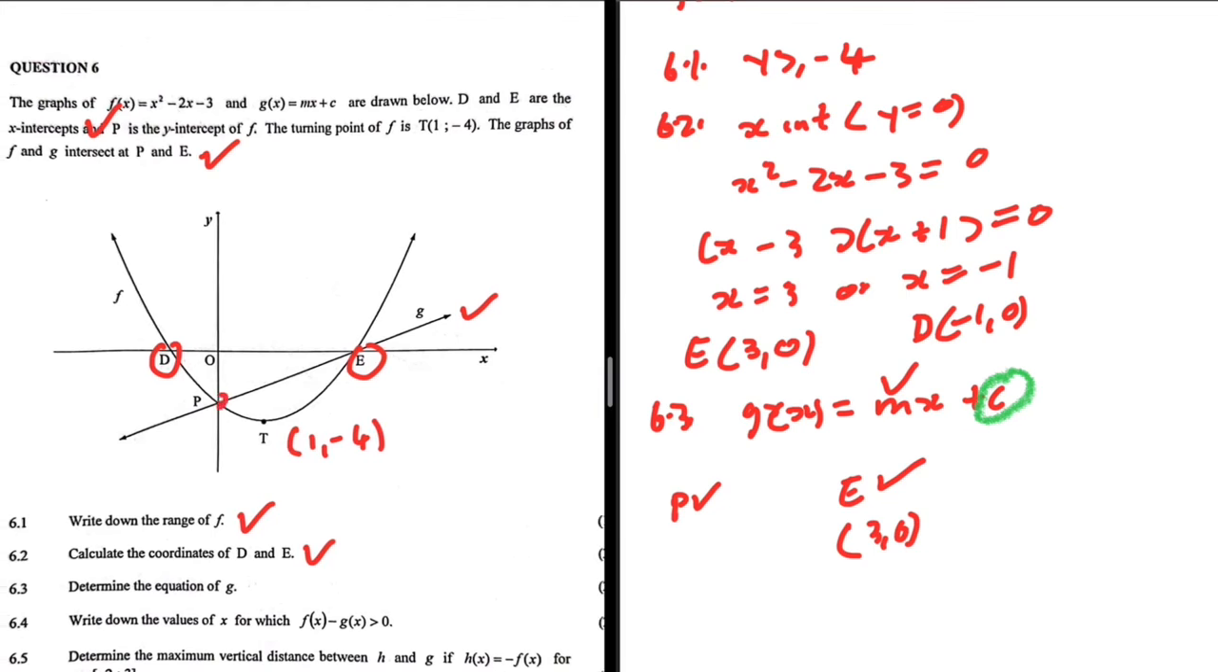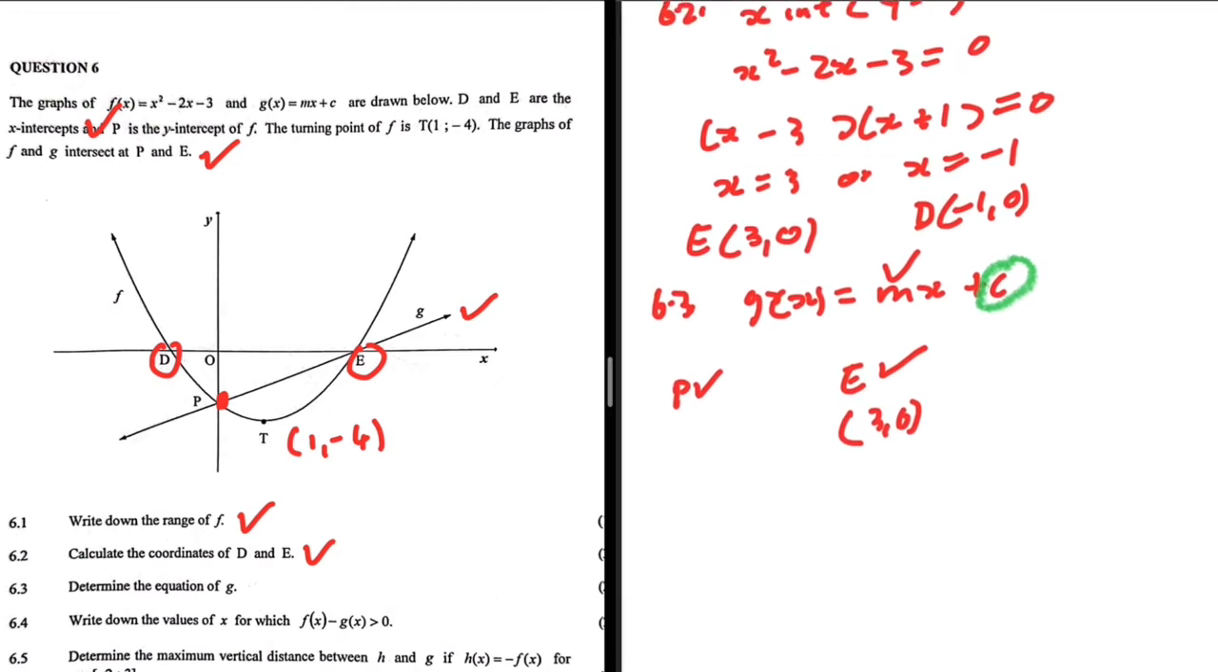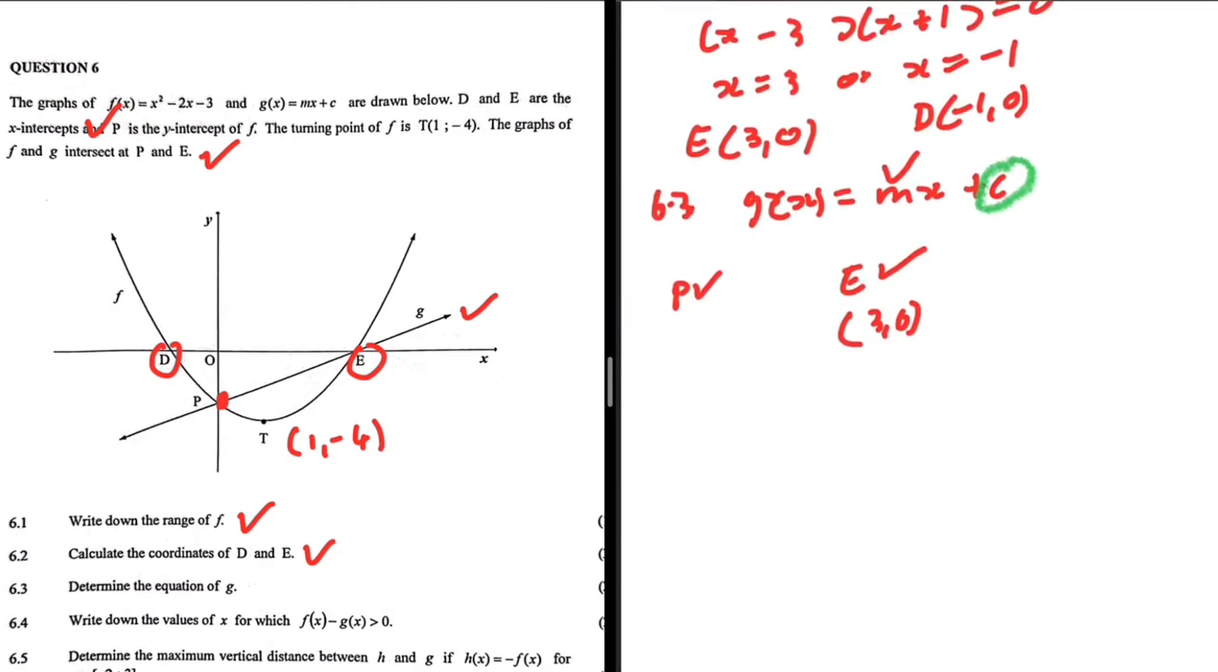P is the y-intercept of f, is given to us in the equation statement. So for the y-intercept, we just let x equal 0. If we do that, we get y equals 0 squared minus 2 multiplied by 0 minus 3. This is equal to minus 3, obviously. So the coordinates of p are 0 and minus 3. So there we go, we have p and e.